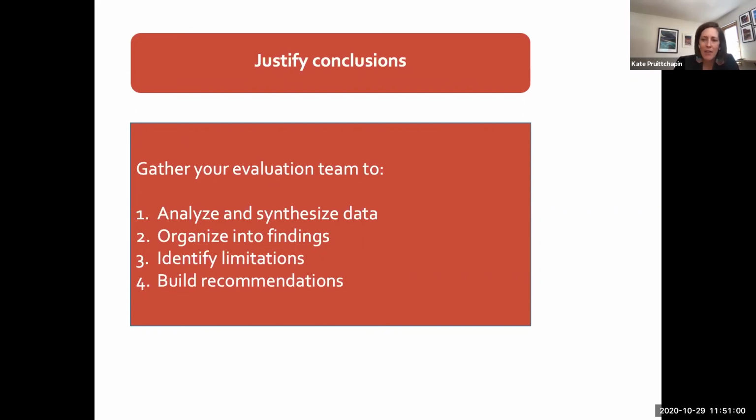So you get a team together to look at this data, summarize what you find, and then put them into these findings. You always want to identify what are the limitations, what did we miss? We tried to do focus groups last year with schools, and COVID happened, and no one was going to school. And so that was a limitation. And then from that, you're building your recommendations. And that's again where you're really relying on your team.